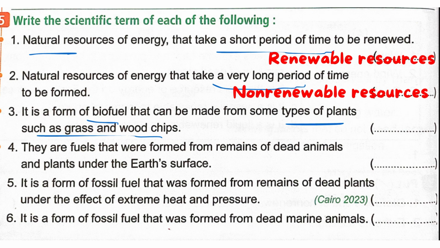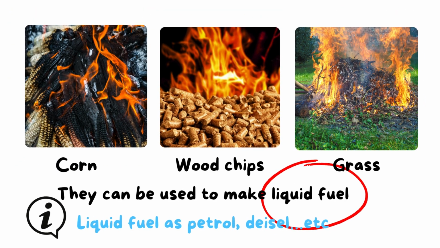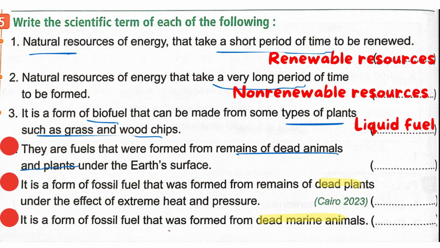It is a form of biofuel that can be made from some types of plants such as grass and wood chips. Yes, let us revise this part. As we know, we mentioned that corn, wood chips, and grass are biofuels that can be used to make what? Liquid fuel. So here the answer, it is a form of biofuel that can be made from some types of plants such as grass, wood chips, or corn. Okay, so this is liquid fuel.